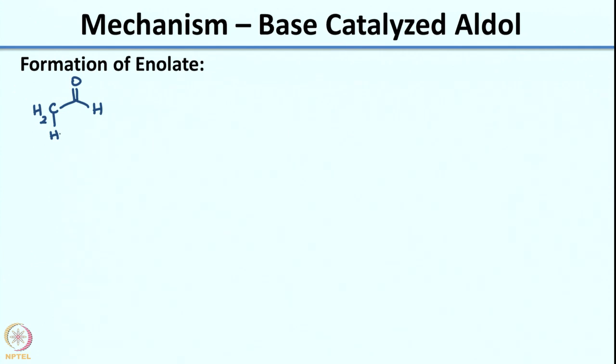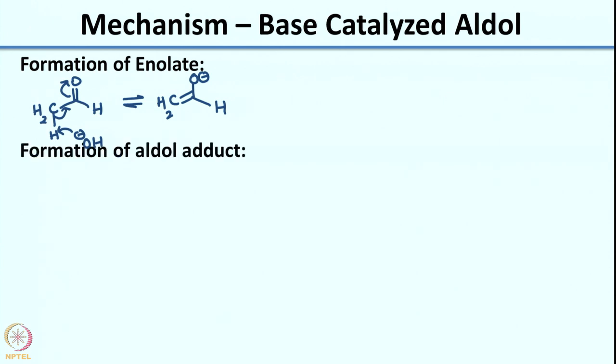Now, this hydrogen here is acidic. So, in the presence of a base, the base would abstract a proton and generate an enolate. This would be the first step of your reaction. In this case your electron source is your OH minus and your acidic proton is your sink.